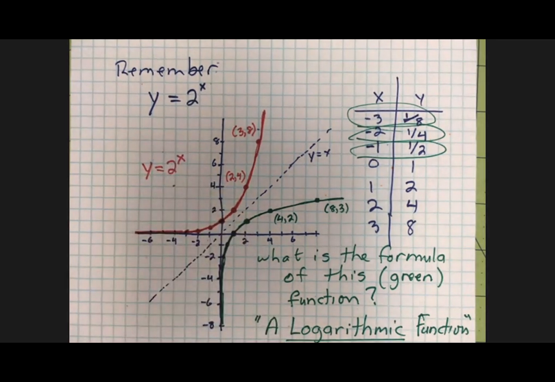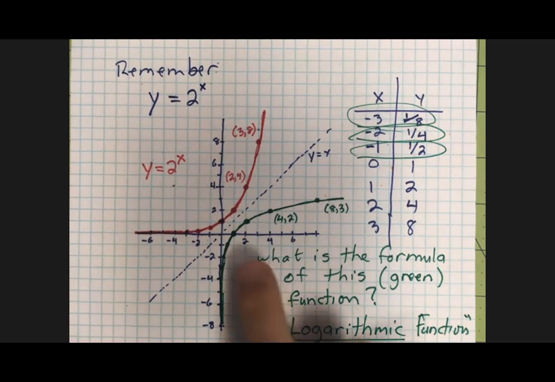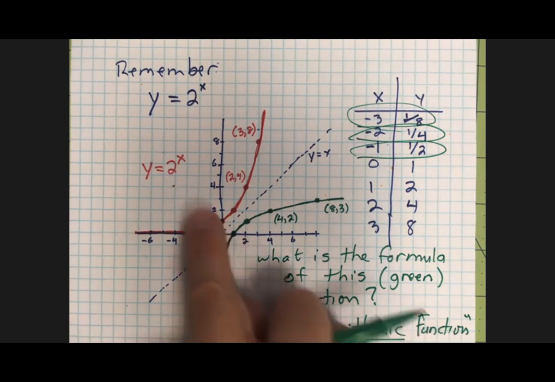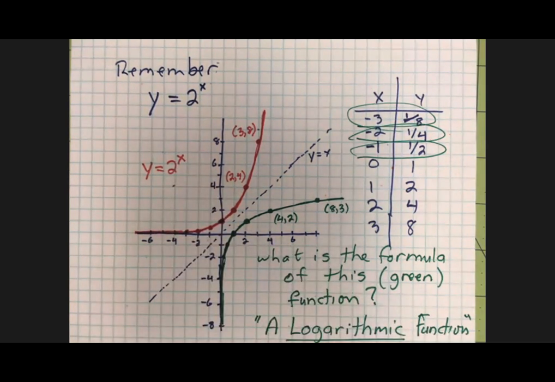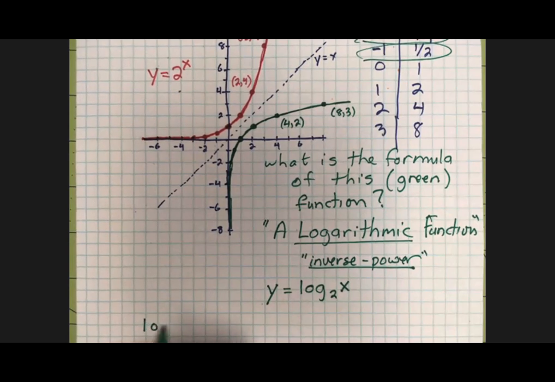Let me show you how people write this function. This particular green function that I drew is undoing 2 to the x. So it's written as log base 2 of x. And when you say log base 2 of x, that's an old notation that means in English, what power turns 2 into x?